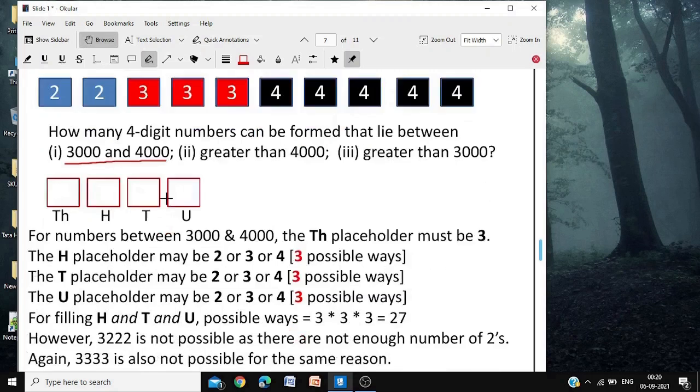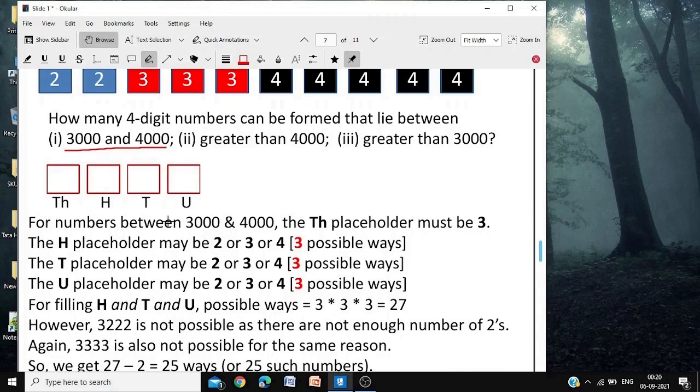Now if you want numbers between 3000 and 4000, the thousands place must be 3. Here we can't put anything else. If you put 2, you'll get less than 3000. And if you put 4, you'll get more than 4000. So the only option is 3. Now for the hundreds place, you have the choice of 2 or 3 or 4. That means 3 possible ways.